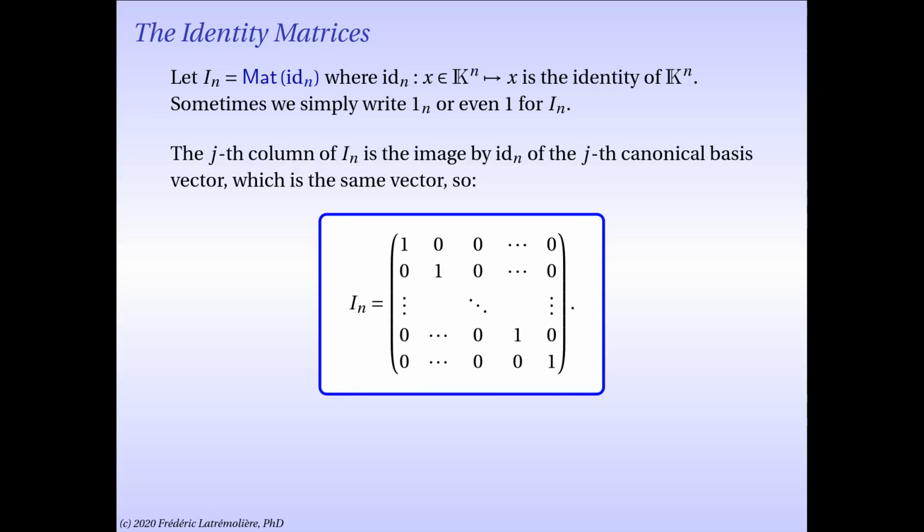We can compute I sub n explicitly. If j is an integer between 1 and n, the jth column of I sub n is a vector obtained by applying the identity function to the jth vector in the canonical basis of k^n, so it is the jth vector in the canonical basis of k^n. Thus, the columns of I sub n are simply the vectors in the canonical basis of k^n. We thus get a diagonal of entries all equal to 1 and all other entries equal to 0.